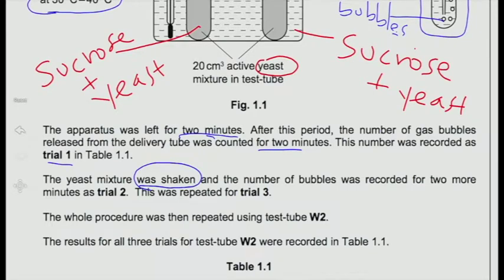And the number of bubbles was recorded. The number of bubbles was recorded for 2 more minutes as trial 2. This was repeated for trial 3. The yeast mixture was shaken.